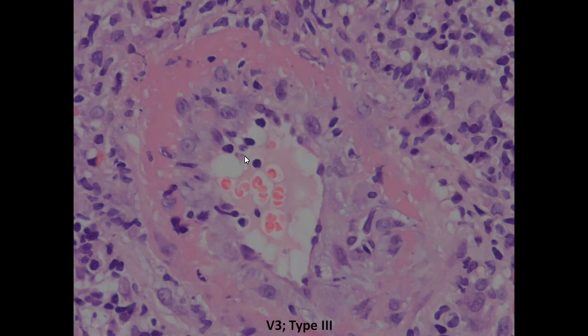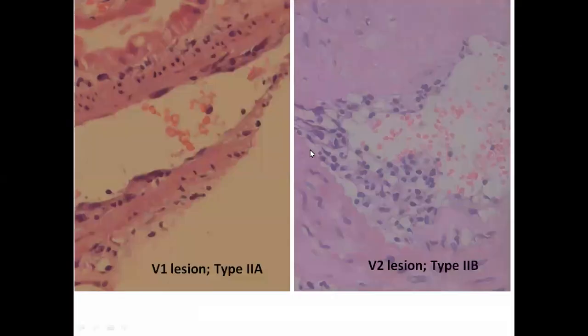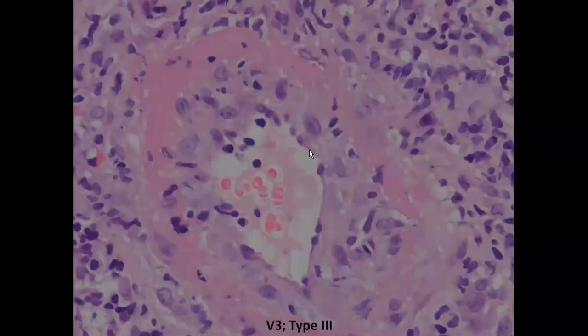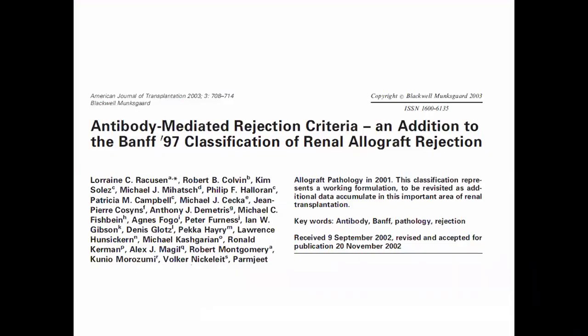It was commonly thought that V1, V2 lesions are commonly seen in acute T cell mediated rejection, and V3 lesions, because there is fibrinoid necrosis of the vessel, are commonly seen in acute antibody mediated rejection. So I'll show you cases on that.